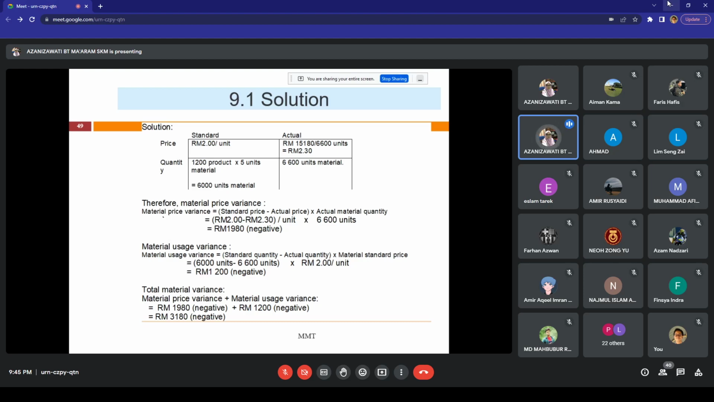Okay, and for the material usage variance, the standard units are 6,000 but the actual units are 6,600. Multiply by the material standard price given, 2 ringgit, so you get 1,200, which is also negative. So therefore, the total material variance is the material price variance plus the material usage variance. Altogether it is 3,180. It's negative. Okay.